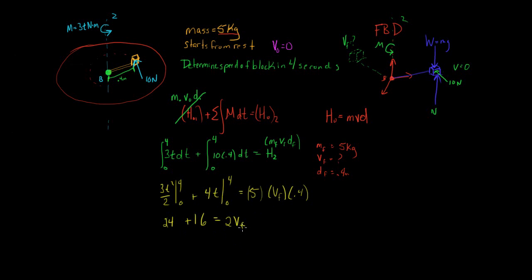And if we solve for the final velocity, we're going to get a final velocity which is equal to 20 meters per second. So that means at 4 seconds, this block is moving at 20 meters per second, if this moment of 3t newton meters is applied, a horizontal force of 10 newtons is applied, and the block starts from rest.